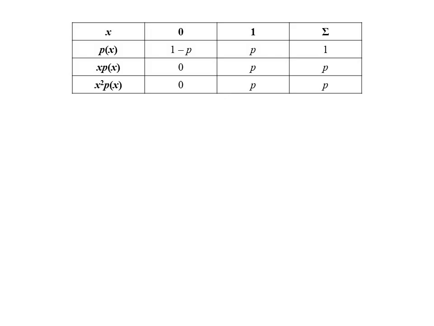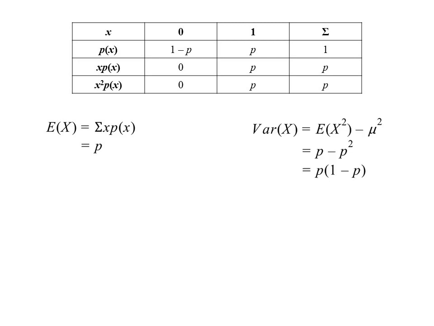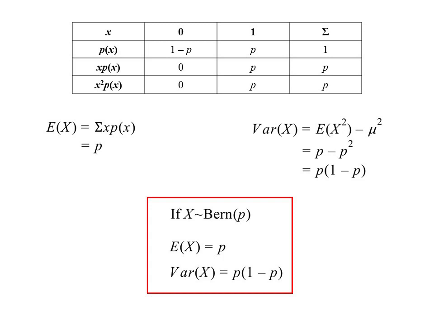If I draw up our table for this one, I'll need to work out the mean and the variance, so I'll need my xpx and my x squared px. Our expected value is p. The variance, when we work it out, the expected value of x squared minus mu squared, is p times 1 minus p. If we know that our random variable has a Bernoulli distribution, we just write Bern, and the only thing we're really interested in is the probability of success, p. So we write Bernoulli and the probability of success. We know the expected value is p, and the variance will be p times 1 minus p. So that's for a Bernoulli distribution.